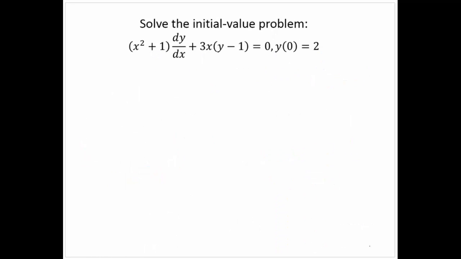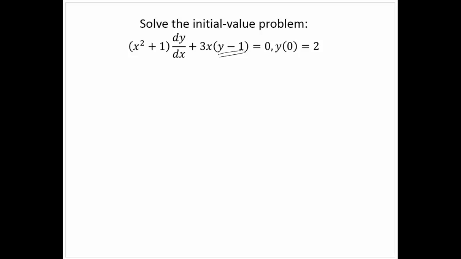All right, here's another problem. This would be a good one for you to try on your own. All right, I've got x squared plus 1 dy dx plus 3x times y minus 1 is equal to 0. Now, this doesn't immediately look like a linear equation because I've got that y minus 1, right? This is causing a problem.